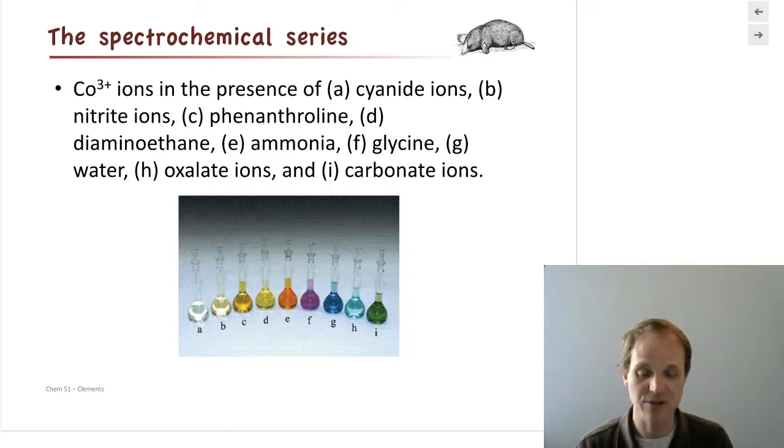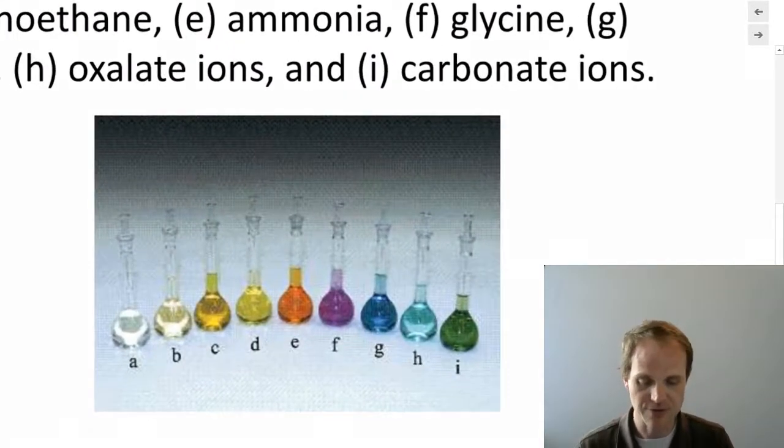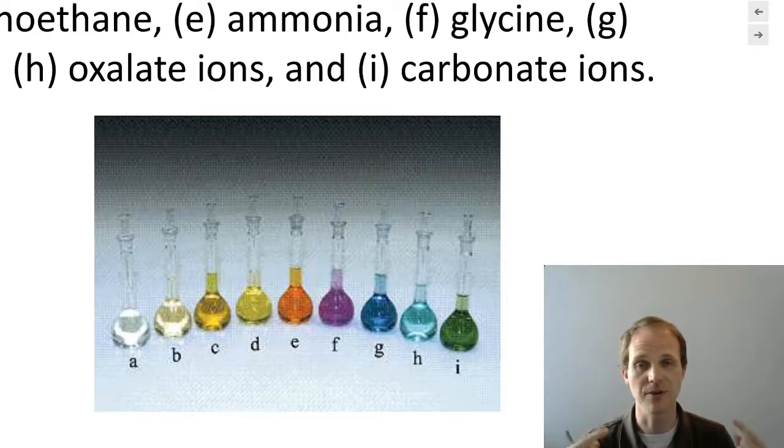What's really cool about the spectrochemical series is what we have down here in the bottom is a picture of a bunch of different solutions. Like, wow, look at all those pretty colors. But what I'm going to tell you is that every single one of those solutions, the color in that solution comes from the cobalt 3+ ion. So the yellow solution, the color is coming from cobalt 3+. The green solution, the color is coming from cobalt 3+. The purple solution, the color is coming from cobalt 3+.